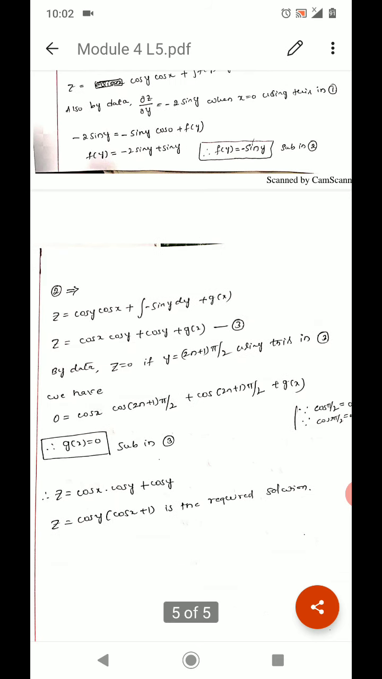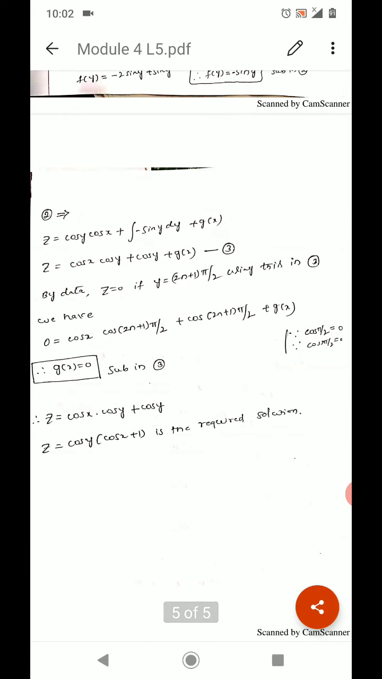So again use this result in equation 3. We obtain z is equal to cos x into cos y plus cos y. Therefore z is equal to, cos y is a common factor, keep it outside. We obtain z is equal to cos y of cos x plus 1, which is the required solution.